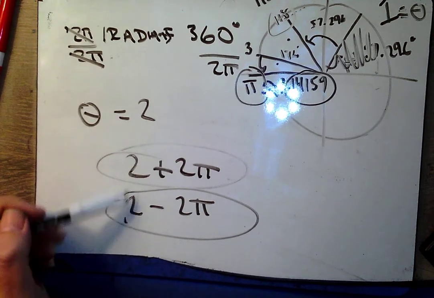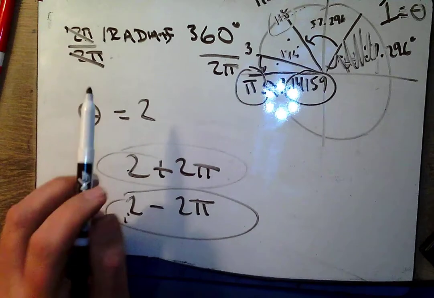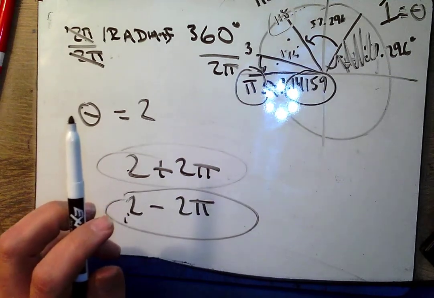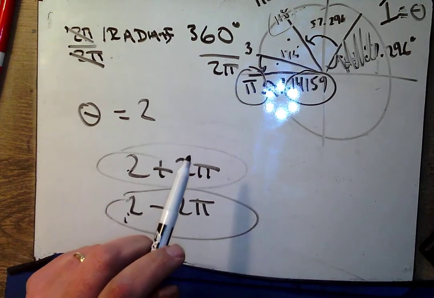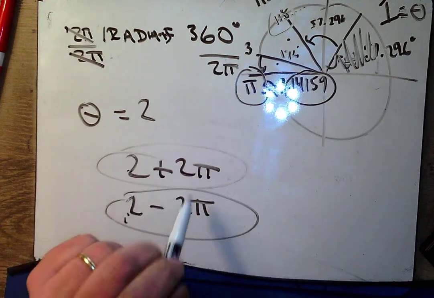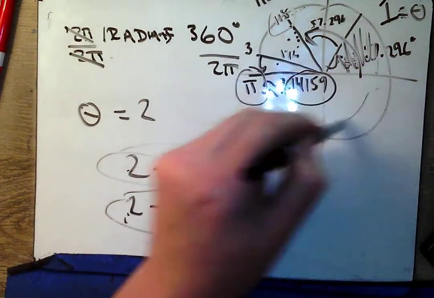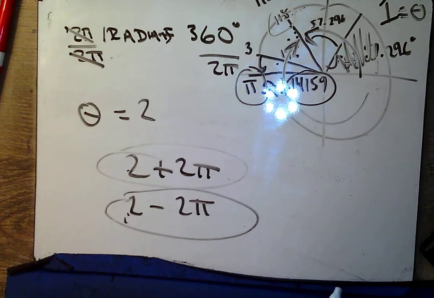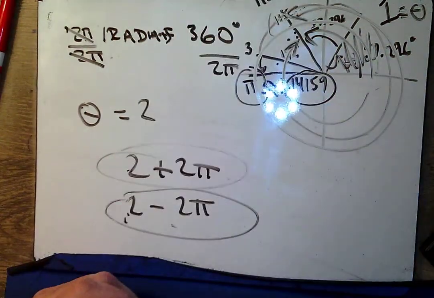Great. No pi here. I know all the angles that are in radians on your unit circle have pi's, but that's not all the angles. Okay? So 2 radians. That's this angle over here, 2 radians. Here's my negative coterminal angle when I subtract 2 pi. And here's my positive coterminal angle when I add 2 pi.